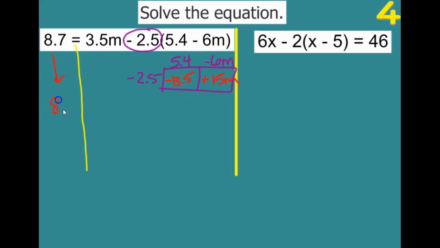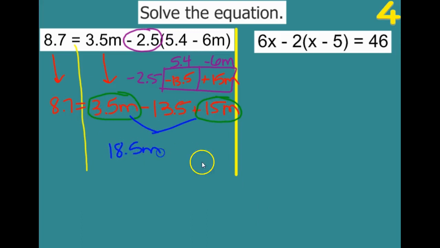So I'm going to write this all out. 8.7 equals 3.5m minus 13.5 plus 15m. So we have the like terms here. We have a 3.5 and a 15. So if we add those two together, 15, 16, 17, 18.5m. And then we have this minus 13.5 equals 8.7.